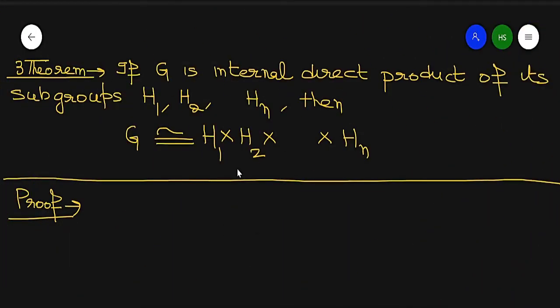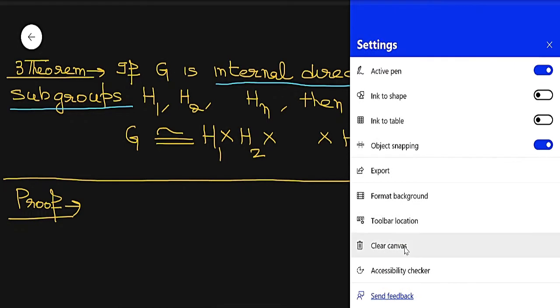Next theorem is, if G is the internal direct product of its subgroups H1, H2, up to Hn, then prove that G is isomorphic to H1 cross H2 cross Hn and so on up to cross Hn. So we already know the definition of internal direct product.